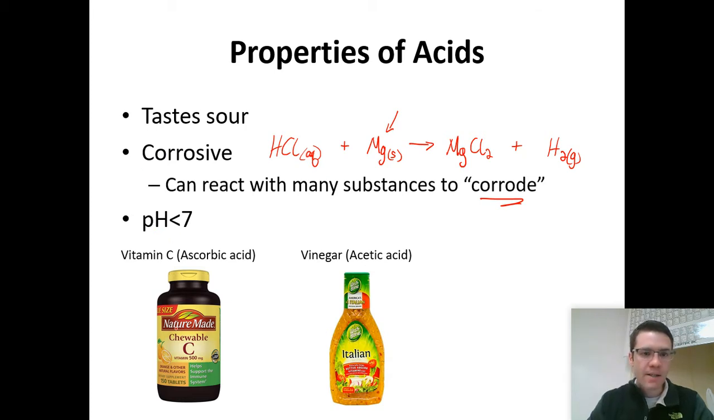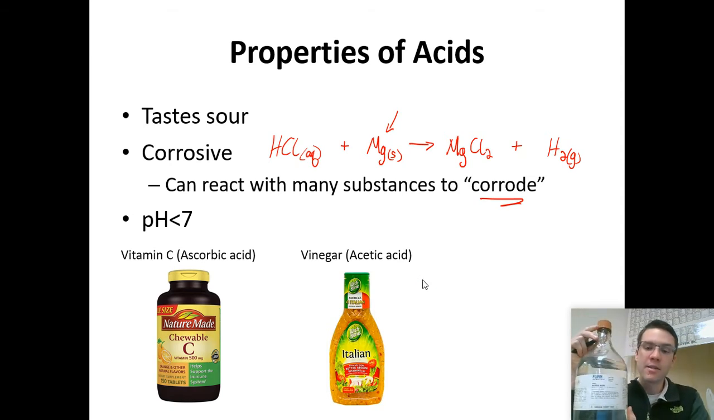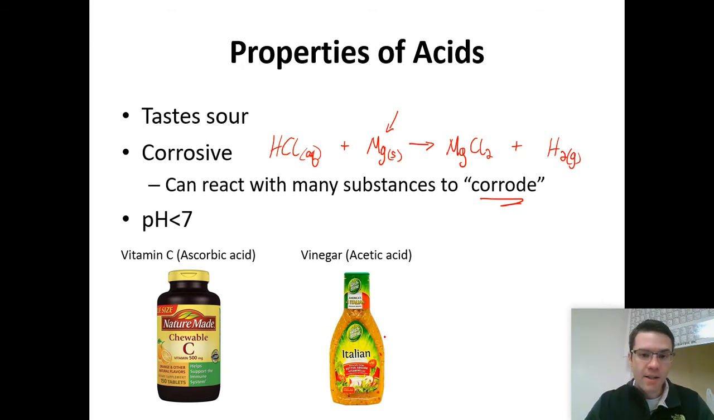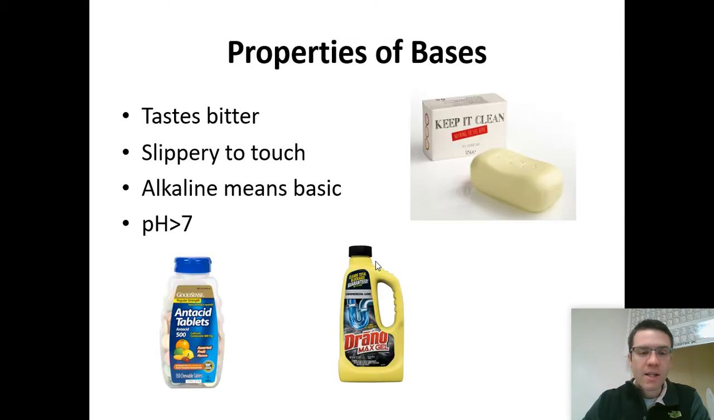pH is less than 7 for acids. Here are two acids that are commonly found at the grocery store. Vitamin C, your body needs this. It's called ascorbic acid. If you've ever had a chewable vitamin C tablet, it tastes sour. They add other things too as well. But vinegar, acetic acid, that's what this is. A lot of salad dressings have acetic acid. You wouldn't want to put this on your salad because it's a very high concentration of acetic acid. But the stuff that you do put on your salad, like Italian dressing, is just an acid. So they're all over. We use them all the time, and you see them all the time.